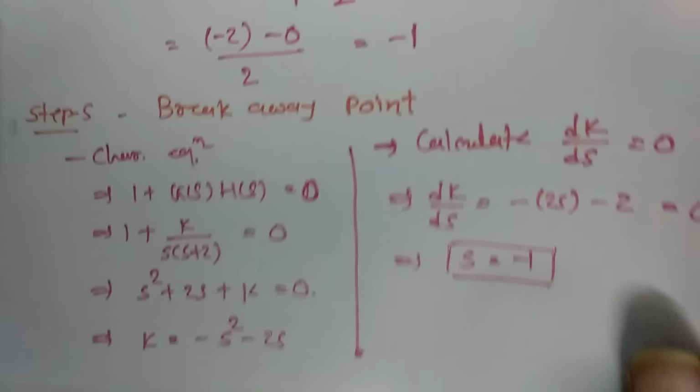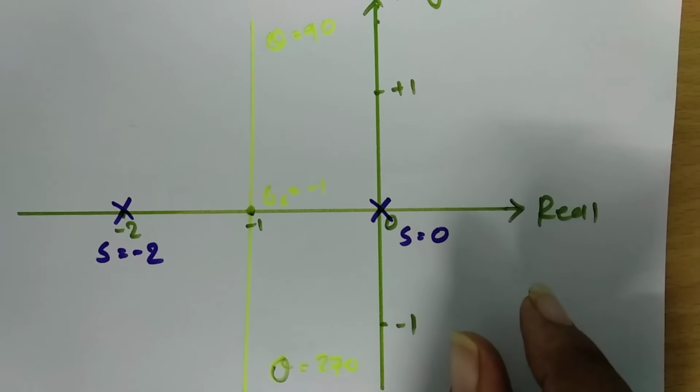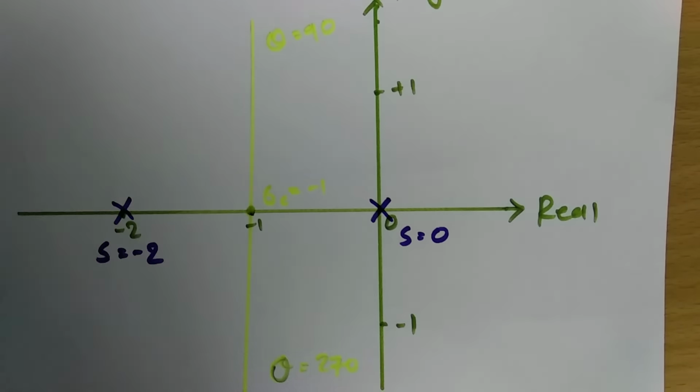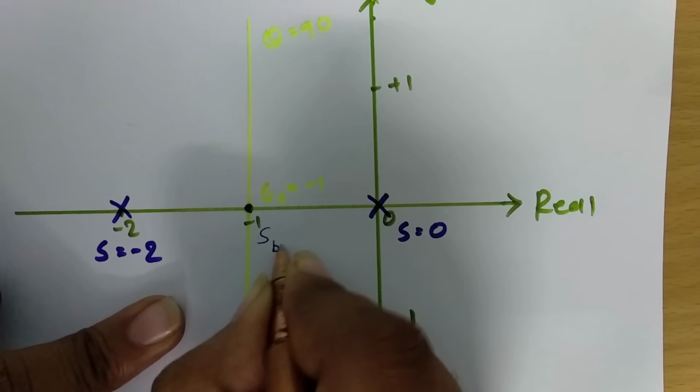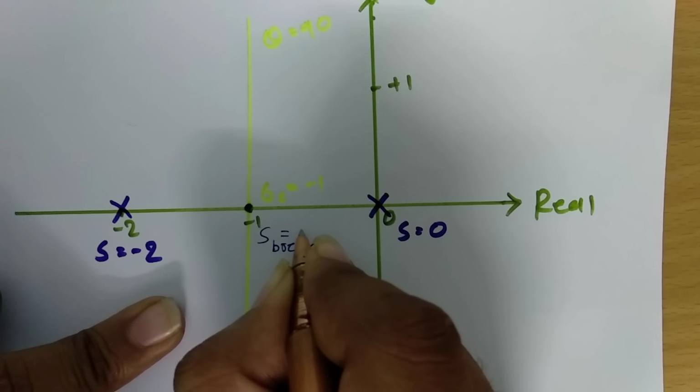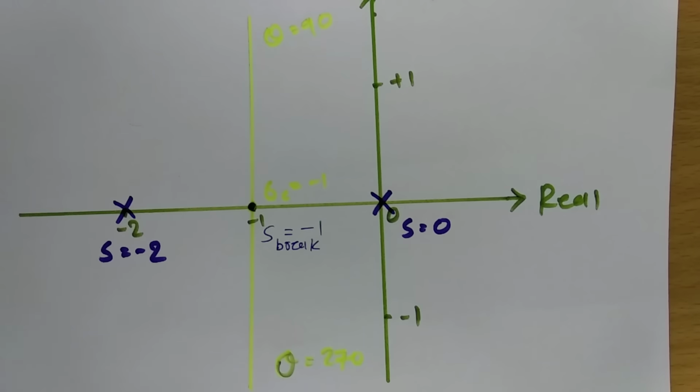And then we have seen the breakaway point. The breakaway point is at minus 1. So I'm writing it as break, for breakaway point, at s equals minus 1. So the centroid is at minus 1, the breakaway point is at minus 1, and the angles of the asymptotes are 90 degrees and 270 degrees, which we can show over here. Now, how do we begin plotting this after calculating all those data?